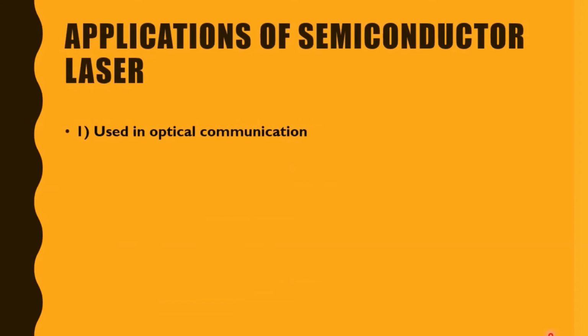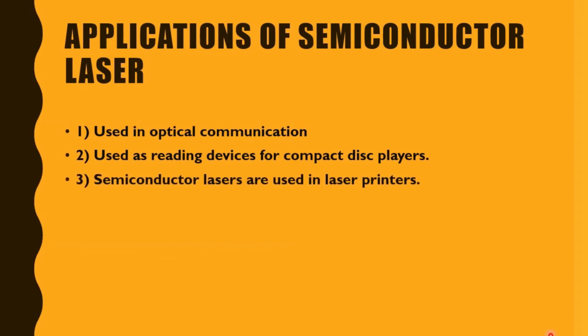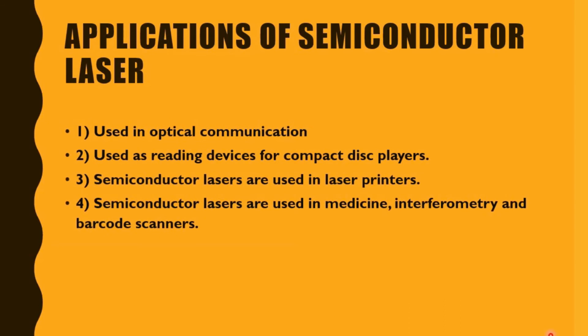Now let's see the applications of the semiconductor laser. It is used in optical communication. It is used as a reading device for compact discs. Semiconductor lasers are used in laser printers. They are also used in medicine, interferometry and barcode scanners. So these are the applications of the semiconductor laser. Barcode scanners you can see in many shops or malls where barcodes are given, and for the scanner we use the semiconductor laser.